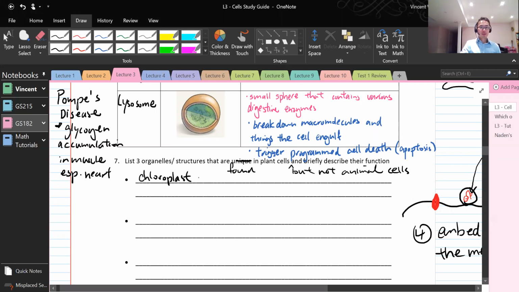So what is the function of chloroplast? It contains chlorophyll that enables photosynthesis, right?